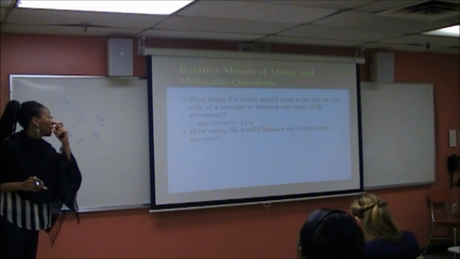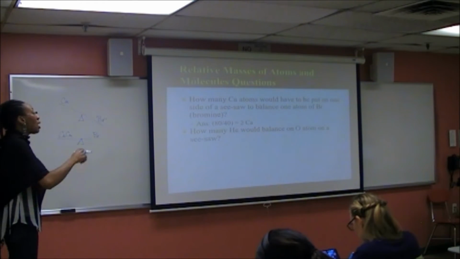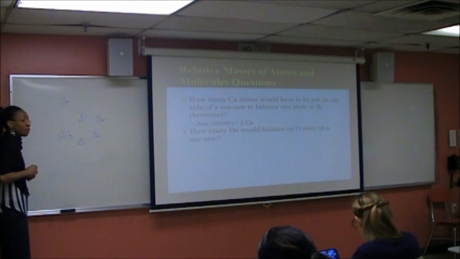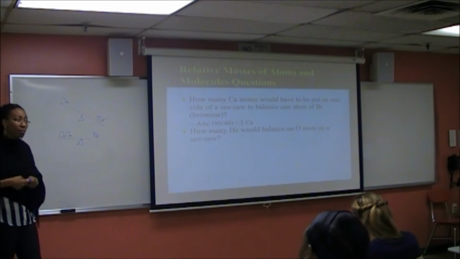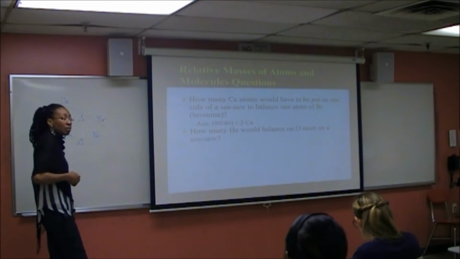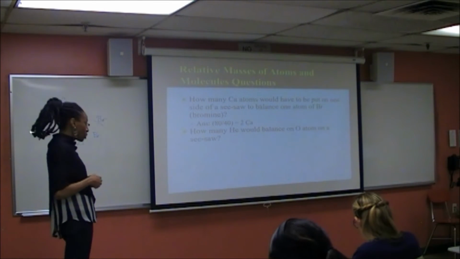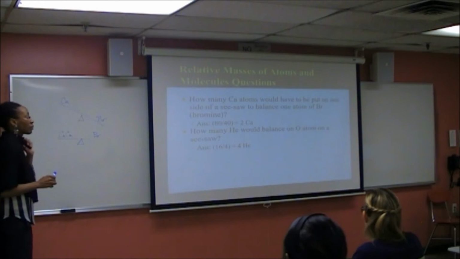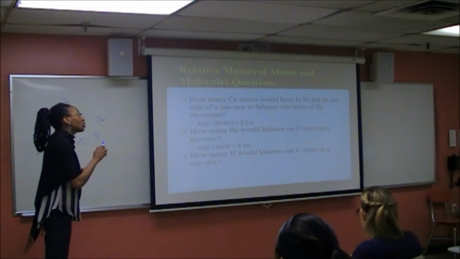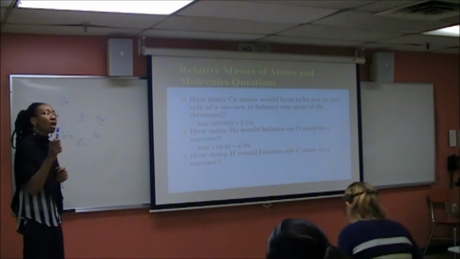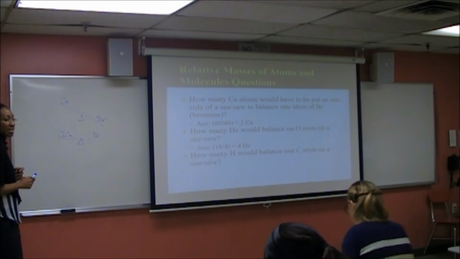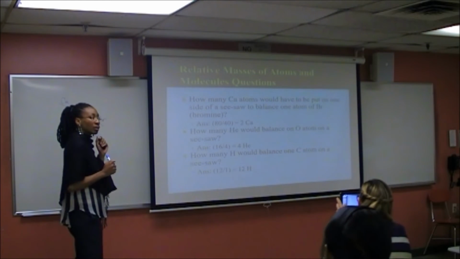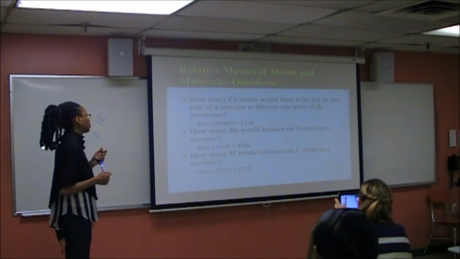Next, how many heliums will balance out 1 oxygen atom on your seesaw? 4. How did we figure 4? 4 times larger. Helium is 4, oxygen is 16. How many hydrogens will balance out 1 carbon? 12. Do we see that? Okay.